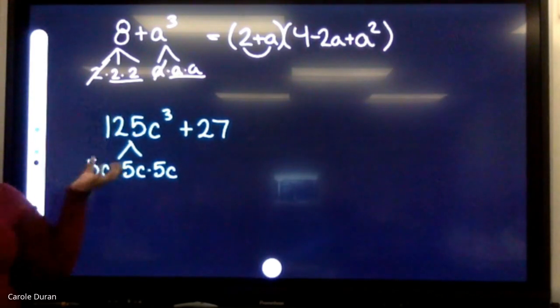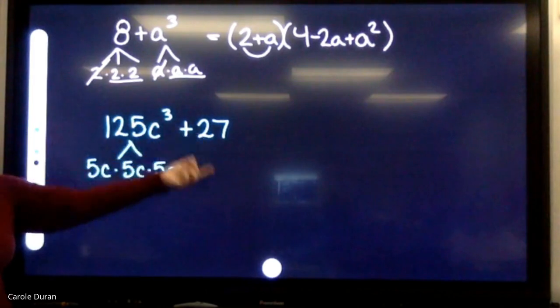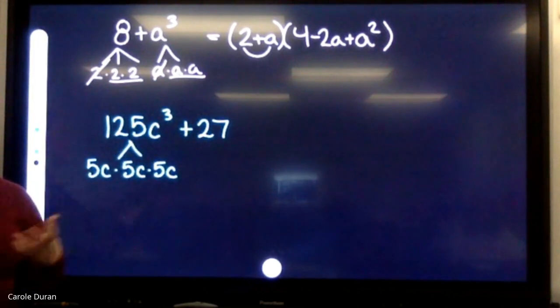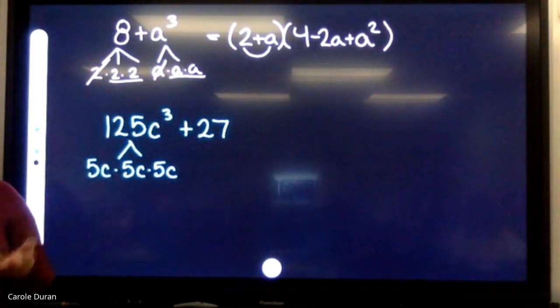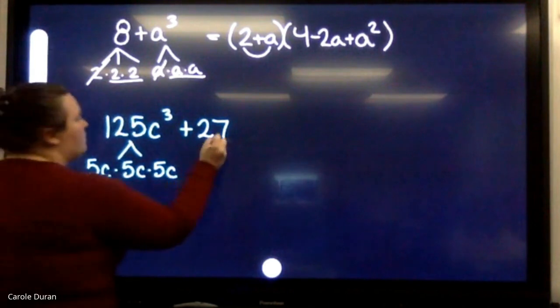Okay, so I found the cube root of my first term. I need to do the same thing with the 27. I need to ensure that it is in fact a cube, so I need to find its cube root and see if it comes out to be a whole number. Does it? Yeah, 3 times 3 times 3 is 27.